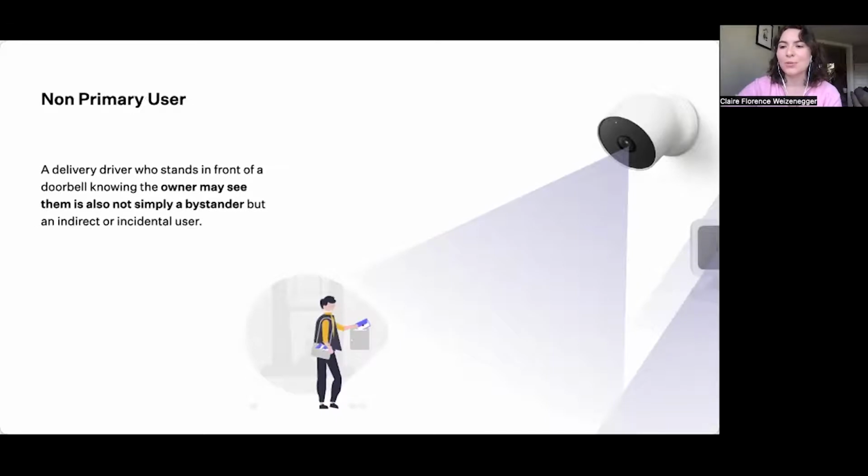An example for a non-primary user might be a delivery driver. We might consider them as an incidental user in the sense that while they're delivering the package, they are aware that there is a camera that senses and records, and they behave differently in response, for example, leaving a package in view, or they might handle a package with more care.